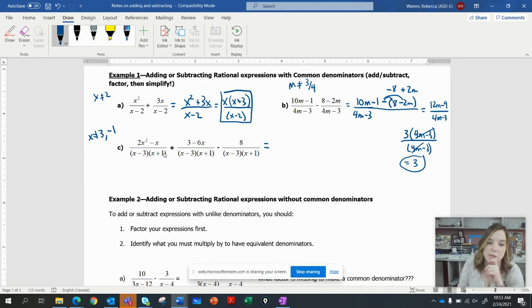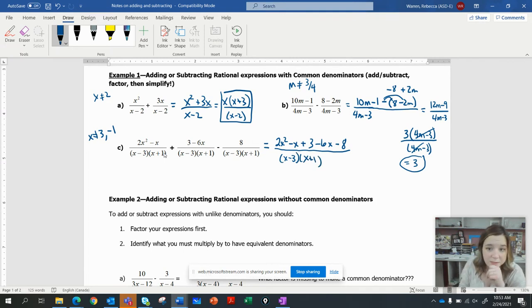So then from there, I'm just going to rewrite this whole numerator as one big numerator, right? So 2x squared minus x plus 3 minus 6x minus, and then positive 8. So I'm just going to write minus 8 rather than minus and then put that 8 in brackets. It's only one term, so there's no need for the brackets. We are just subtracting 8. And all of that is over our x minus 3, x plus 1.